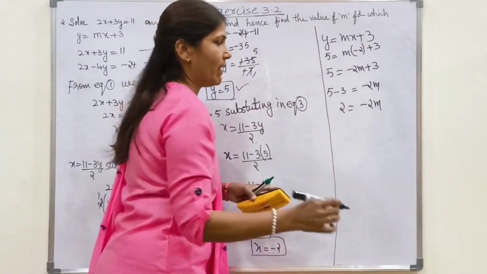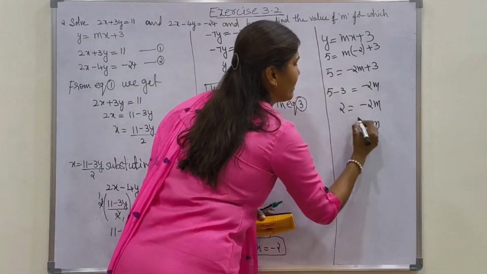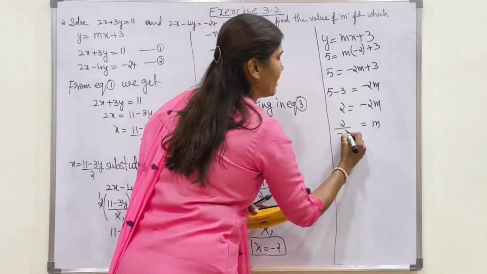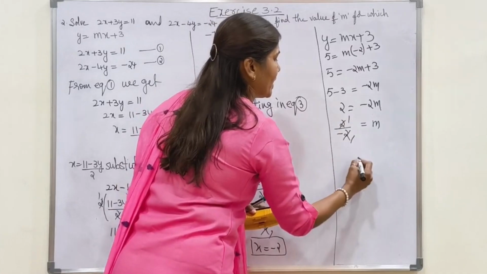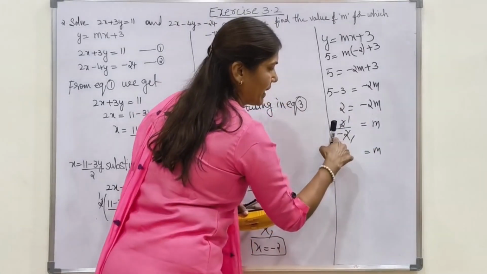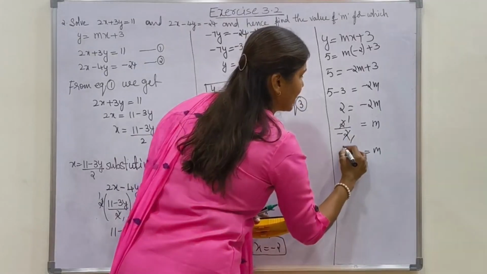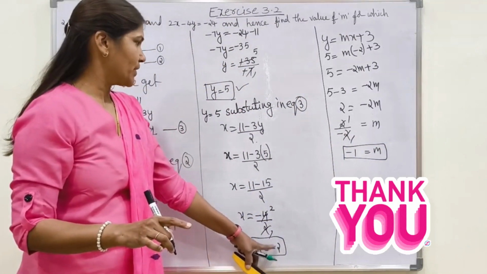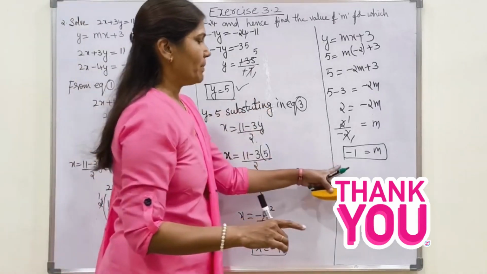We want only the m value. m = 2 divided by −2. The 2 ones are 2 cancel, and with the minus below, we get m = −1. So in this question, x = −2, y = 5, and m = −1.